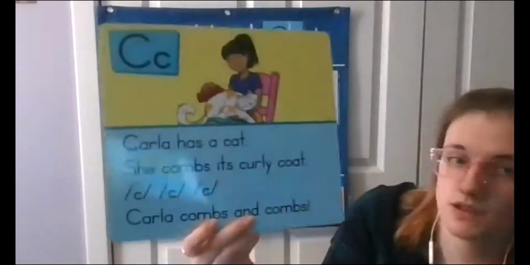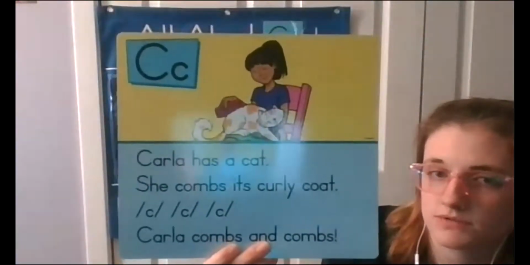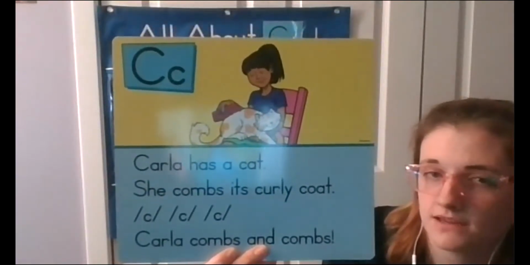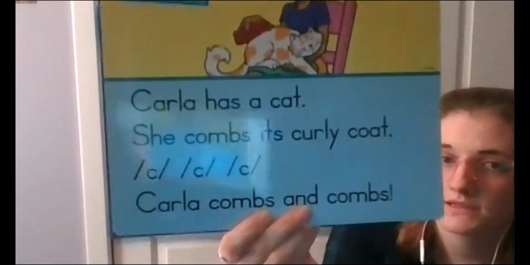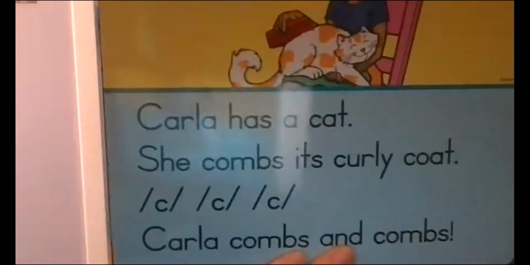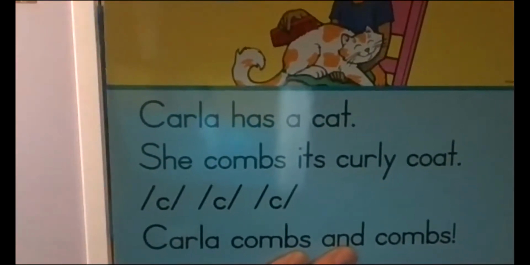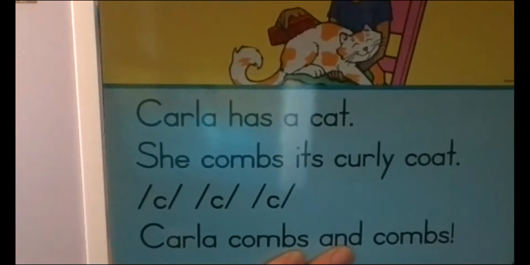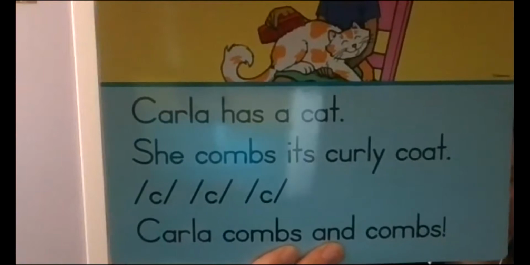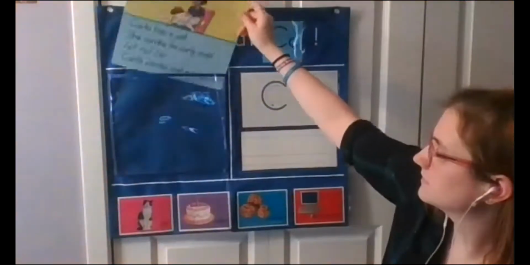This one says, Carla has a cat. She combs its curly coat. K, K, K. Carla combs and combs. Can you guys find all the letter C's there? Great job. So let's put this back in.